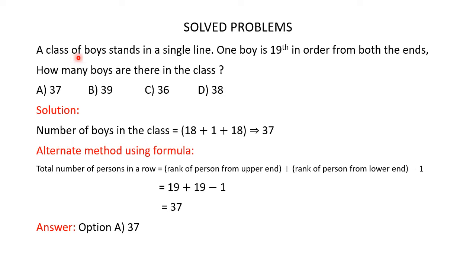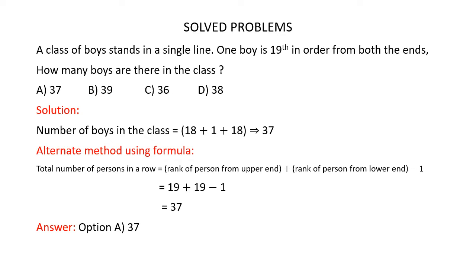A class of boys stands in a single line. One boy is 19th in order from both the ends. How many boys are there in the class? You're given four options and you have to find out which of these options is the correct one.